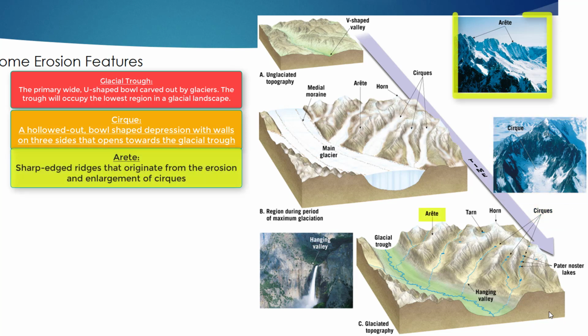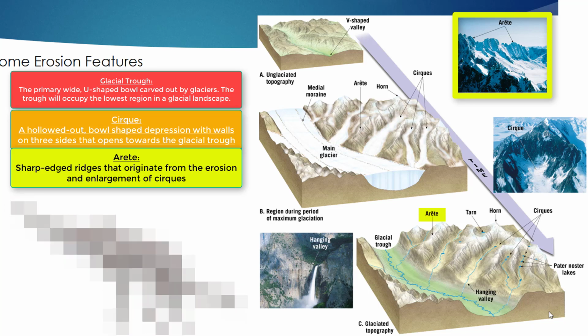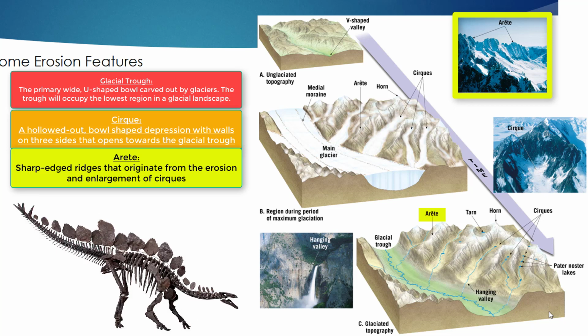The next feature I'd like to overview is arêtes, a word that I really enjoy saying. Arêtes are sharp, rugged mountain ridges produced by glaciation. I think they kind of look like the back of a stegosaurus, but the knife blade shape that they have at their tops is caused predominantly by glacial erosion.